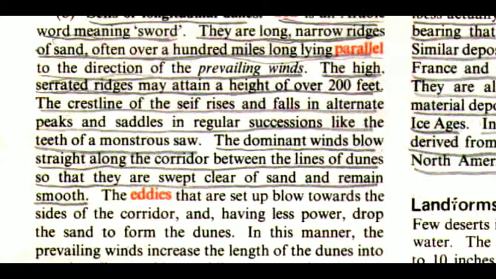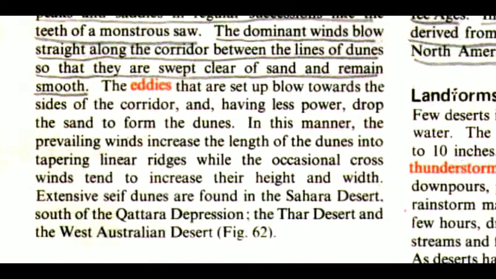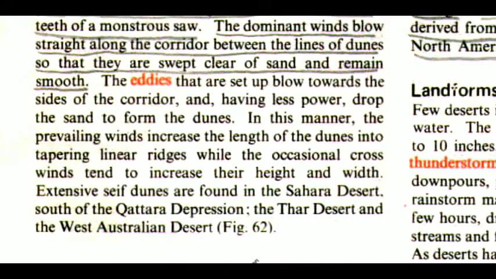The crestline of the seif rises and falls in alternate peaks and saddles in irregular succession, like the teeth of a monstrous saw. The dominant winds blow straight along the corridor between the lines of dunes, so that they are swept clear of sand and remain smooth. The eddies that are swept up towards the sides of the corridor, having less power, drop the sand to form the dunes. In this manner, the prevailing winds increase the length of the dunes into tapering linear ridges, while the occasional cross winds tend to increase their height and width.